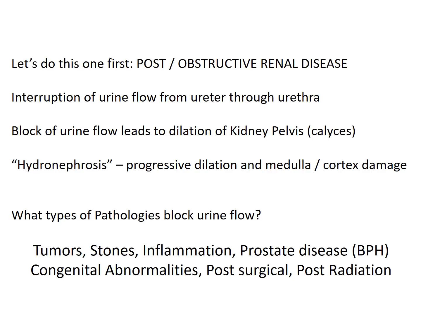Okay, we're going to start with renal obstruction. So we're going to talk about postrenal obstructive disease first. That is the interruption of urine flow from the ureter through the urethra. The block of urine flow leads to accumulation of urine and back pressure of that urine to the kidney. That results in dilation of the kidney pelvis. And the kidney pelvis is made up of individual calyces. Those calyces come together into the ureter.